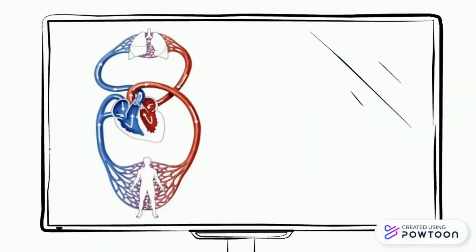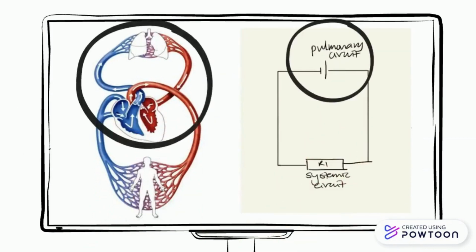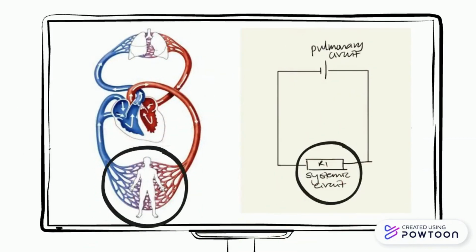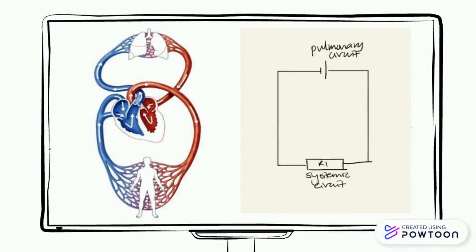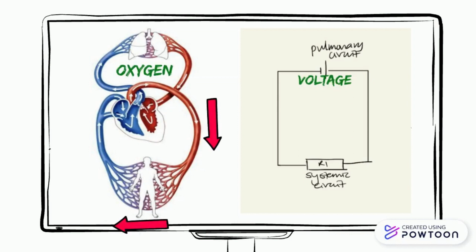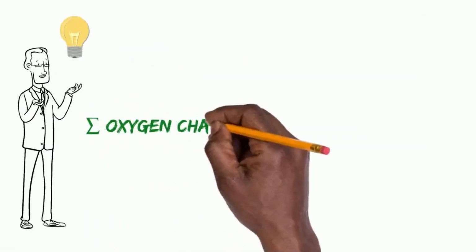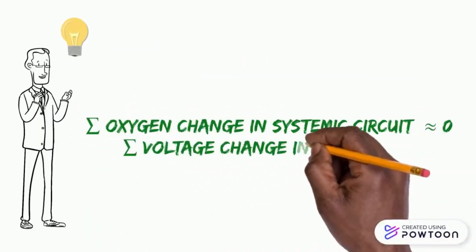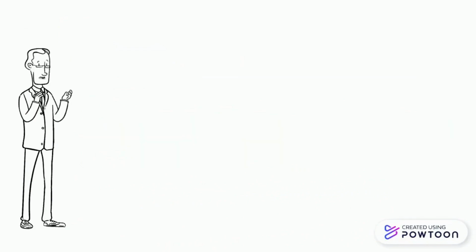We can now imagine the circulatory system to be a closed-loop circuit, where the pulmonary system is a battery, the organ cells are resistors, and the oxygen is voltage. In the same way that the pulmonary circuit provides oxygen for the systemic circuit, a battery will provide voltage for the circuit. As the oxygenated blood deposits oxygen into the body cells, the concentration of oxygen in the blood will decrease. Similarly, as current flows through resistors, the voltage drops. In both scenarios, once the loop is complete, the net change of either voltage or oxygen will be zero.